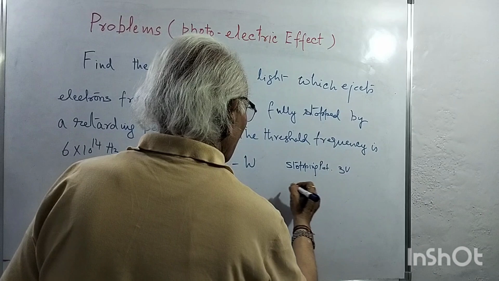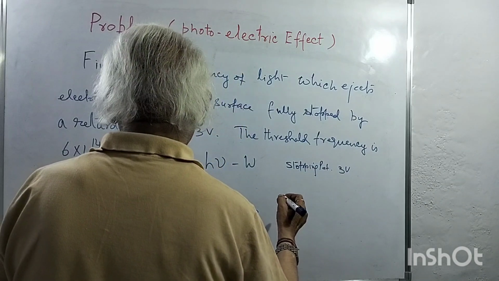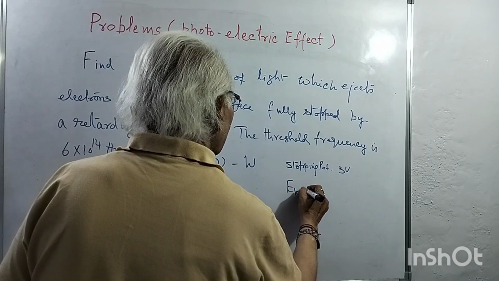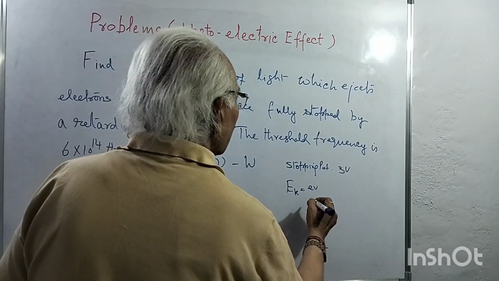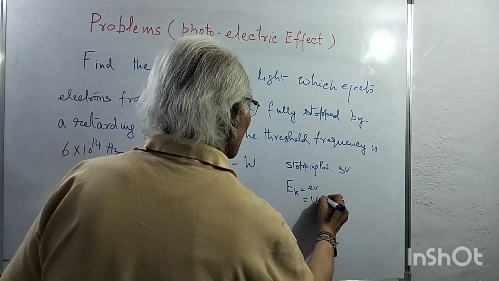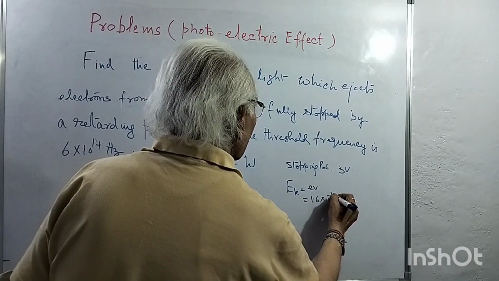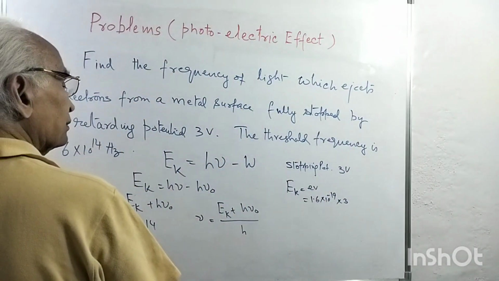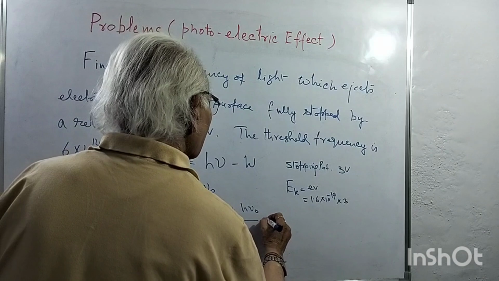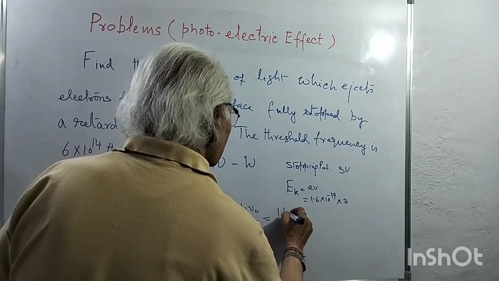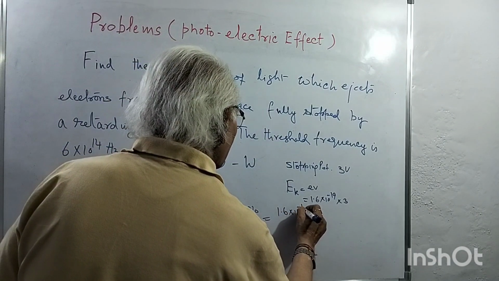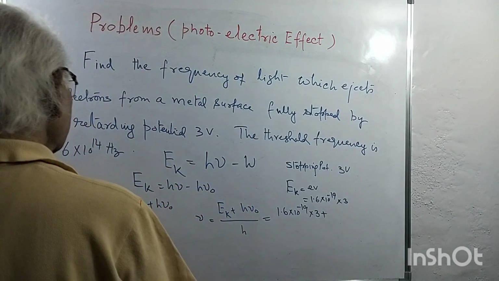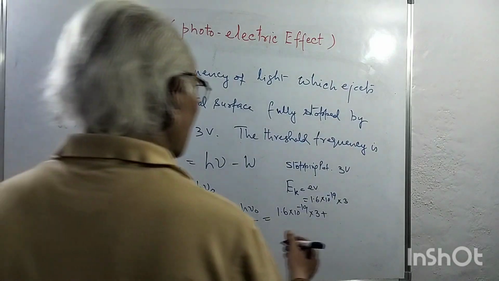Three volt. So the energy EK of the electron will be eV, where e is 1.6 into 10 to the power minus 19, and V is 3 volt. So this becomes EK. Now nu will be 1.6 into 10 to the power minus 19 into 3 plus h nu naught. This is nu naught.